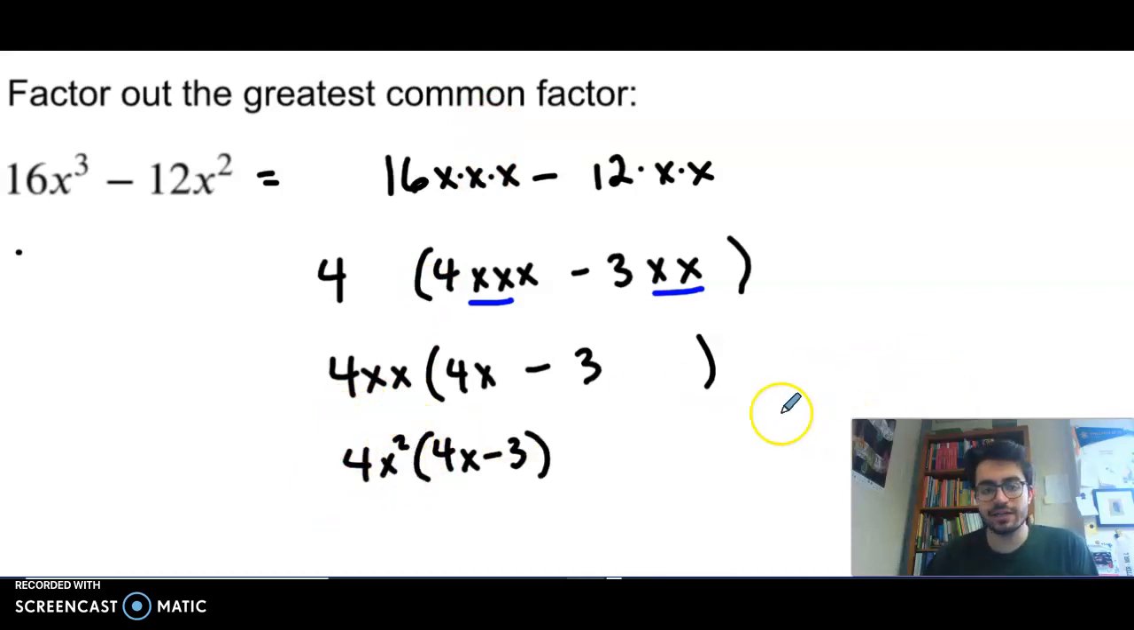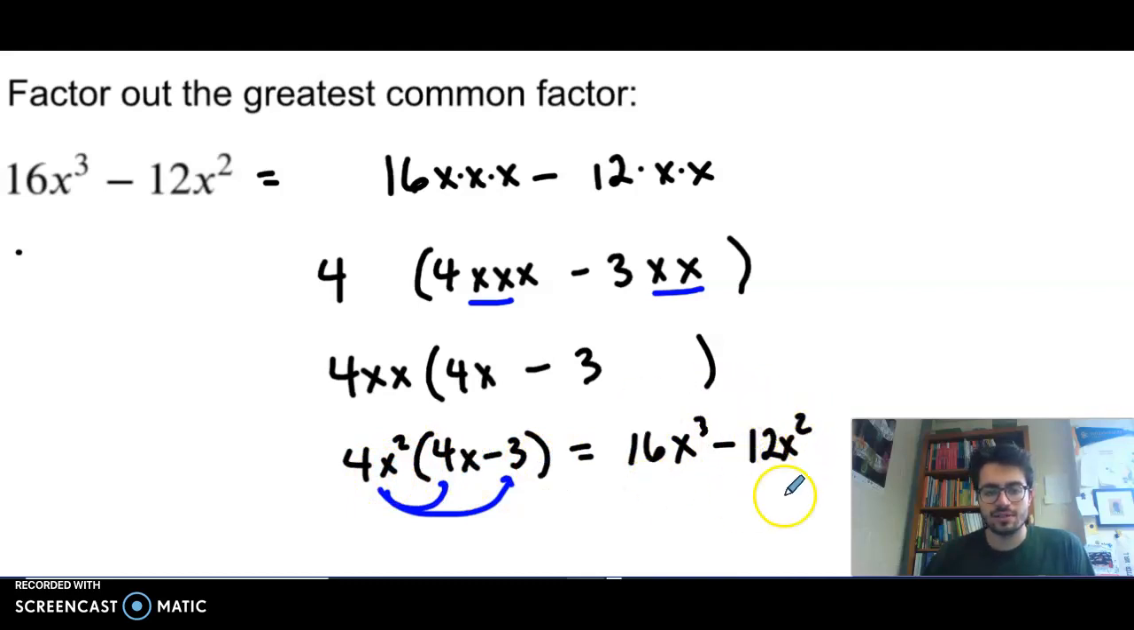How can you check your answer? You can distribute. If I distribute this back in, 4x squared times 4x, 4 times 4 is 16. X squared times x is x cubed. 4x squared times 3 is 12x squared. So as you can see, this was the original problem.